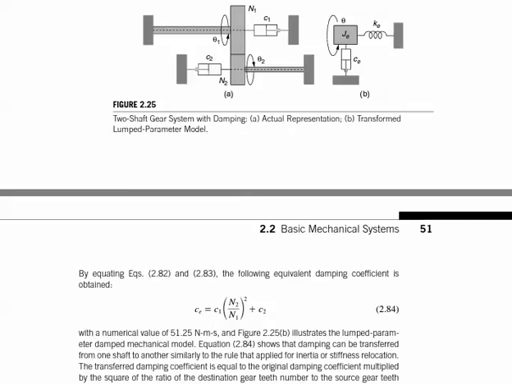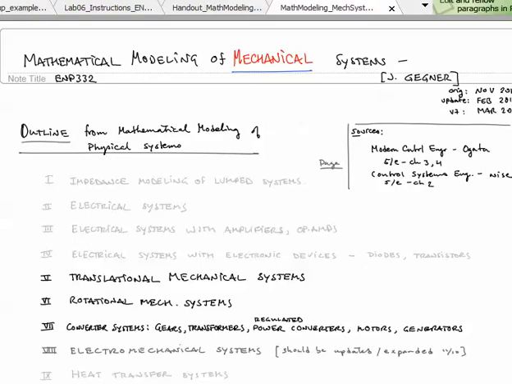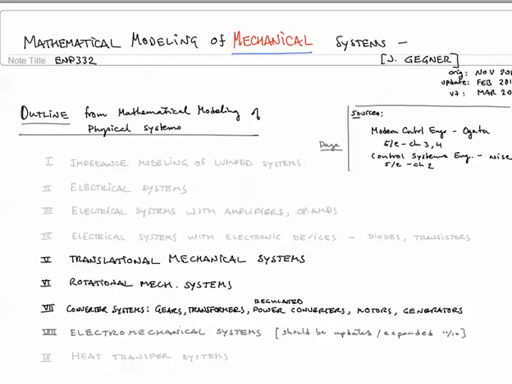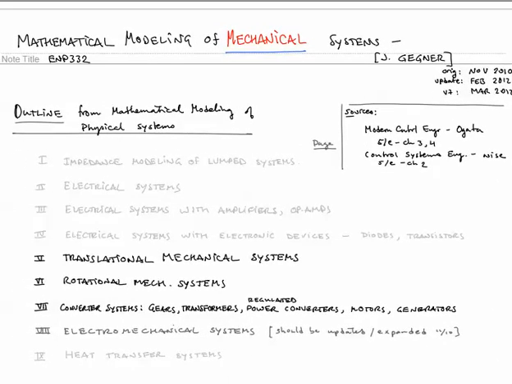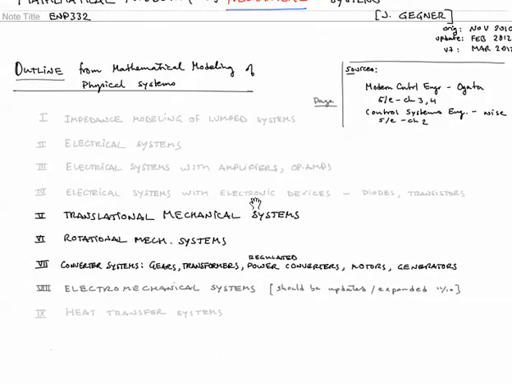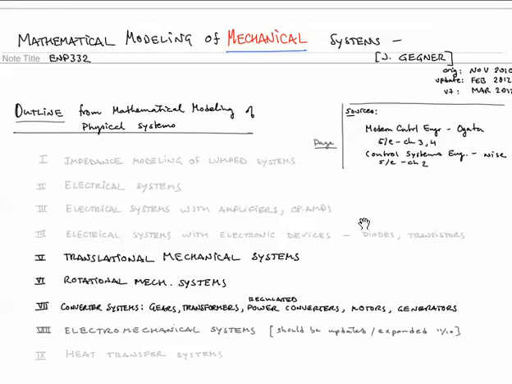and jump over to my hand notes. So for the hand notes here, what I have are translational mechanical systems and rotational systems. There's more after that. You don't have to worry about any of that right now.